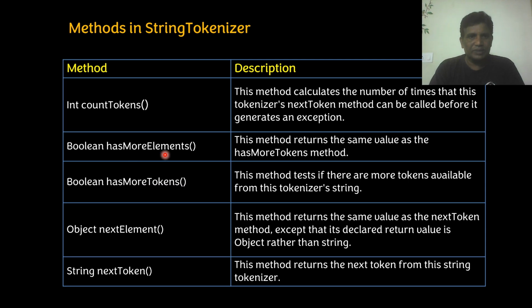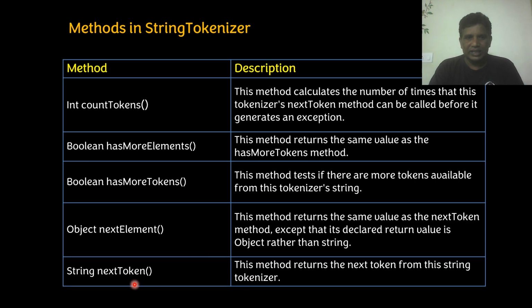What is the difference between these two? The purpose of both methods is the same. When you are working with enumerations, we use hasMoreElements. When you are working with the StringTokenizer class, we use the hasMoreTokens method. That is the only difference. Similarly, nextElement has the return type Object, and nextToken has the return type String. Both are used to get the next token in the StringTokenizer.